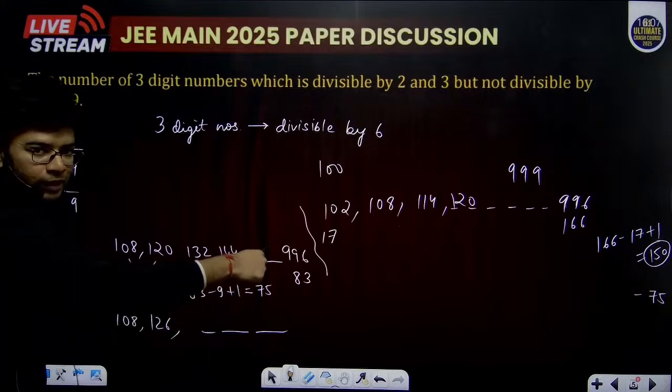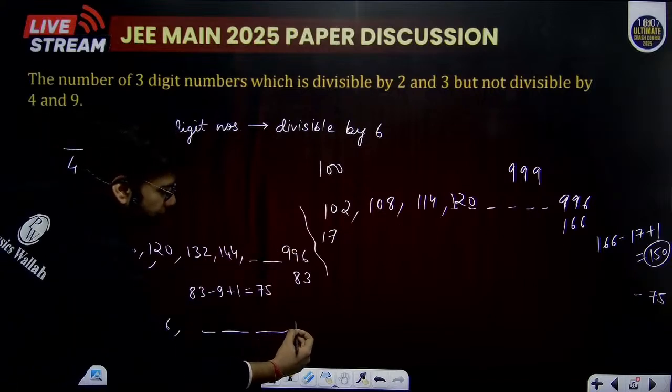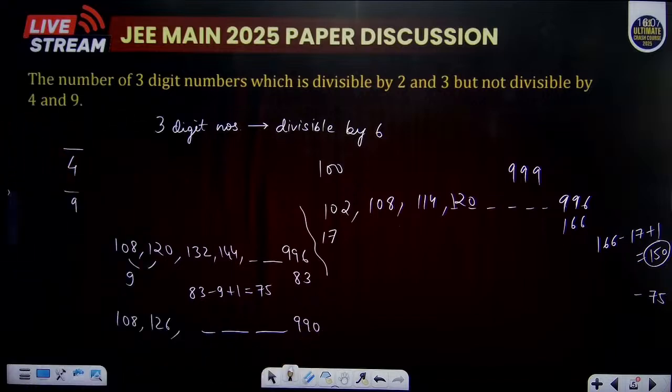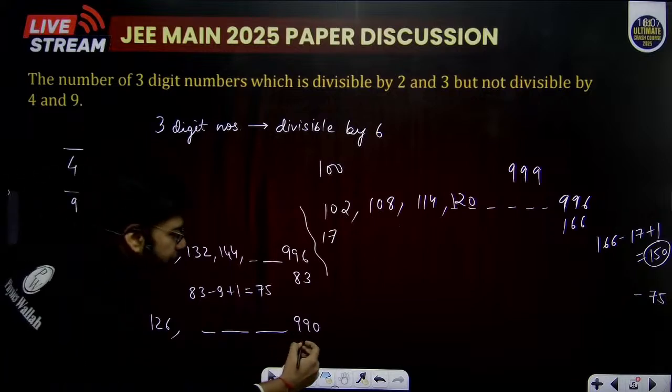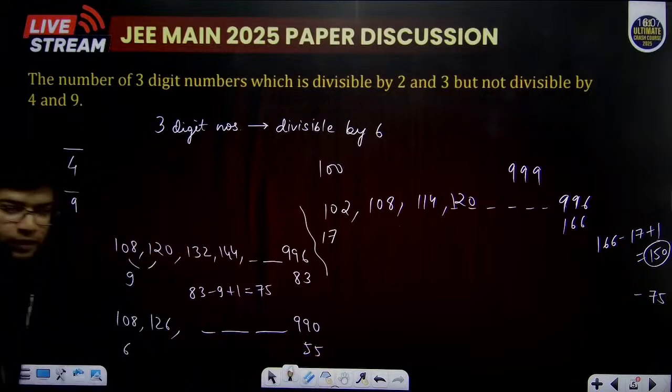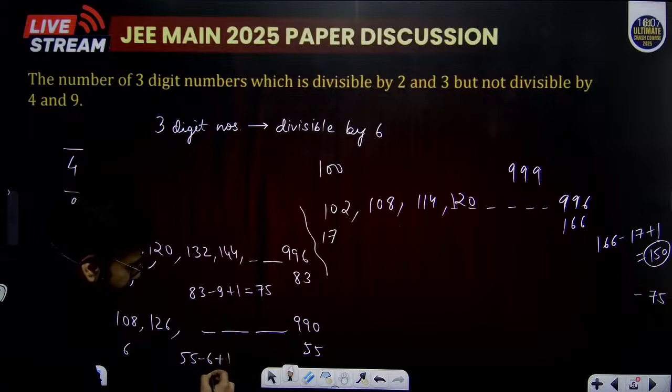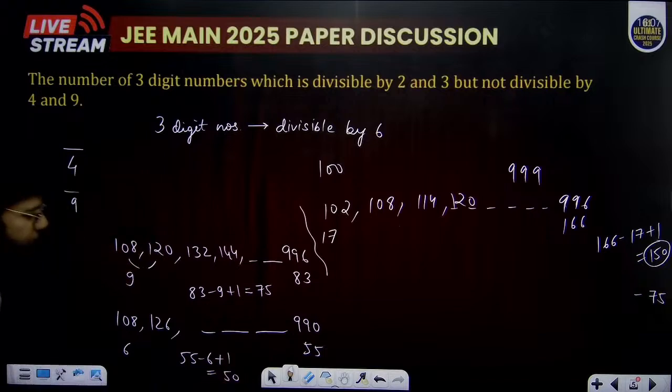Let's find out the last number. The last number will be divisible by 18. That will be 990. So how many terms are there? 18 6s are 108. 18 into 55 is 990. 55 minus 6 plus 1. That means there are 50 numbers which are divisible by 9.